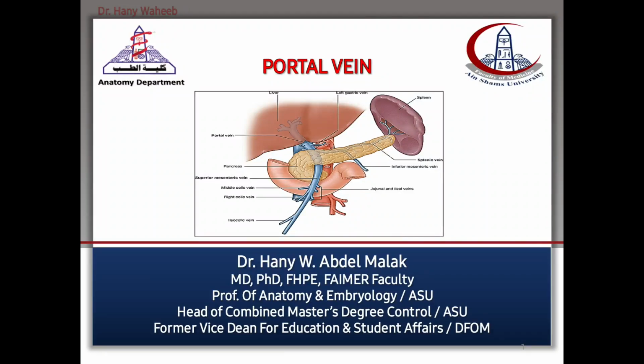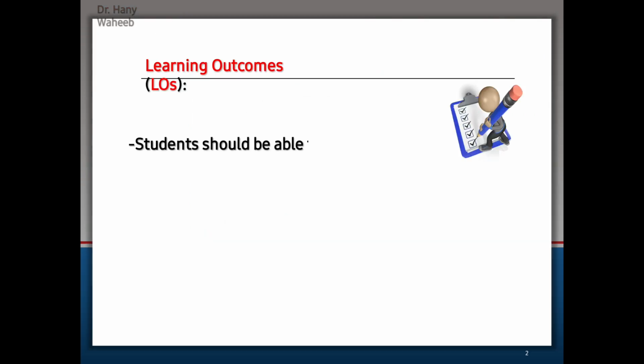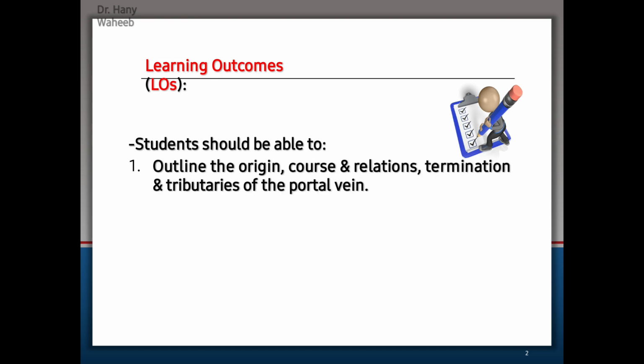The title of this lecture is the portal vein. Learning outcomes for the portal vein include, by the end of this lecture, students should be able to, number one, outline the origin, course, relations, termination, and the tributaries of the portal vein.